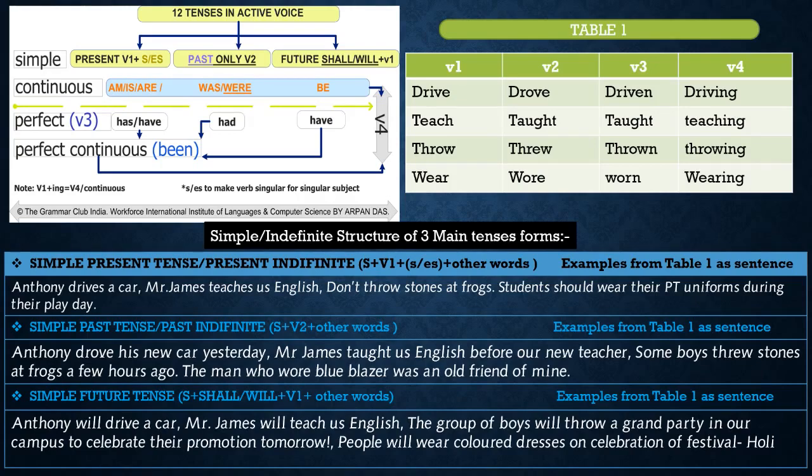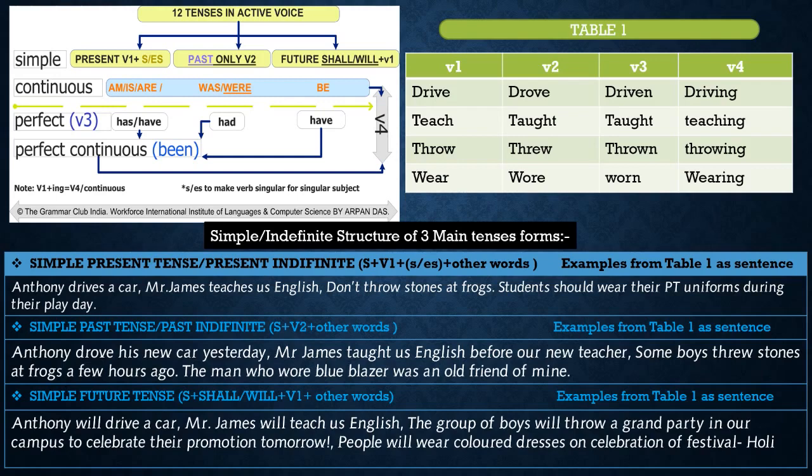Anthony drove his new car yesterday. Mr. James taught us English before our new teacher. Some boys threw stones at frogs a few hours ago. A man who wore a blue blazer was an old friend of mine. Simple future tense. Structure is subject plus shall or will plus V1 plus other words. Examples from table 1 as sentences.